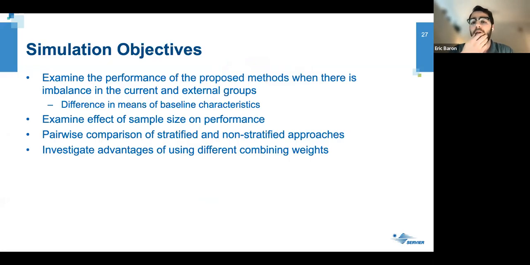The objectives of our simulation are, one, to examine the performance of the proposed methods when there's imbalance in the current and external groups. What we mean by imbalance in the current and external groups, at least here, is the difference in the means of the baseline characteristics. Two, examine what effect the sample size plays in terms of the trial group and the external group. Then we do a pairwise comparison of stratified and non-stratified approaches, and also investigate advantages of using different combining weights. Combining weights being the weights we put on the stratum-specific parameters when we do that weighted average procedure.